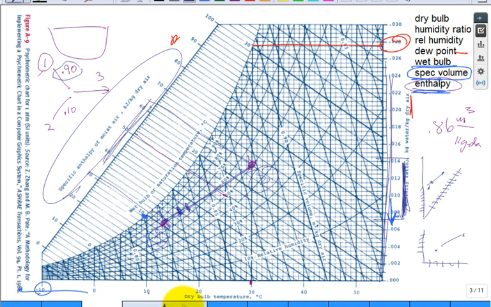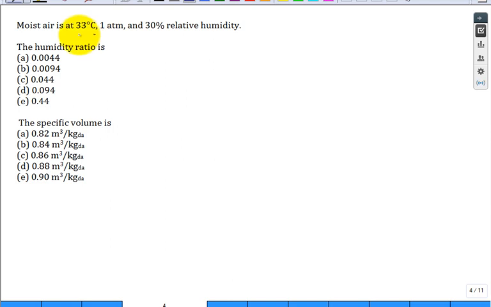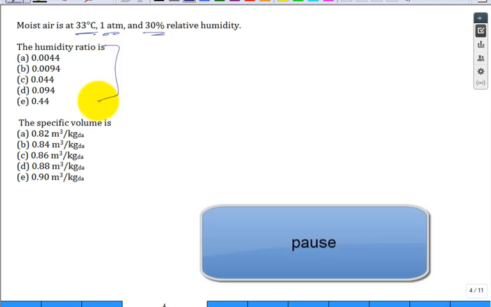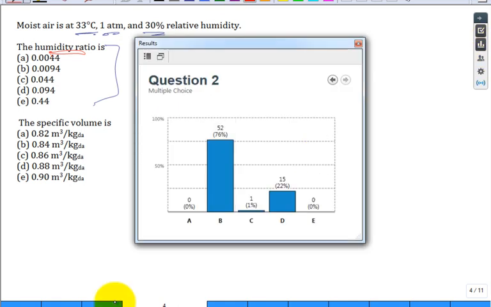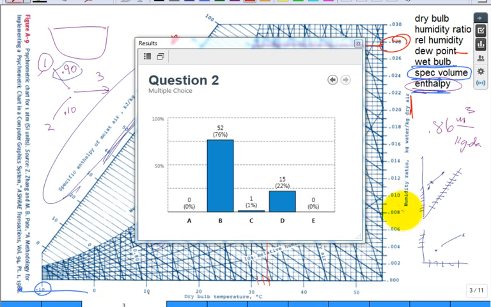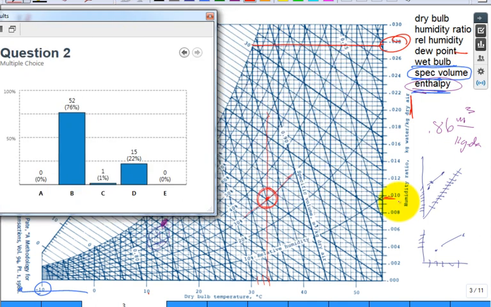I have 5 minutes. Maybe I'll give you a clicker question or two. Given this dry bulb, you're at 1 ATM, 30% relative humidity. What is the humidity ratio? And what's the best answer? All right. It's about right in here, isn't it? So it's up. Okay, get rid of this out of the way. This is 0.0. What's this? This is 0.008. This right here is 0.009. So it's in between 0.009 and 0.01.